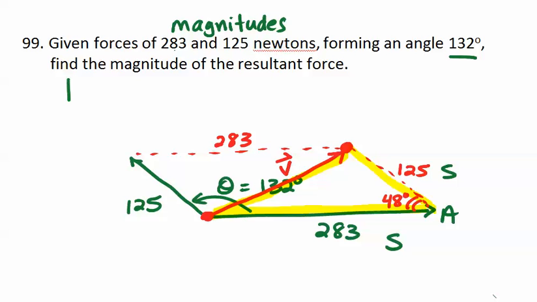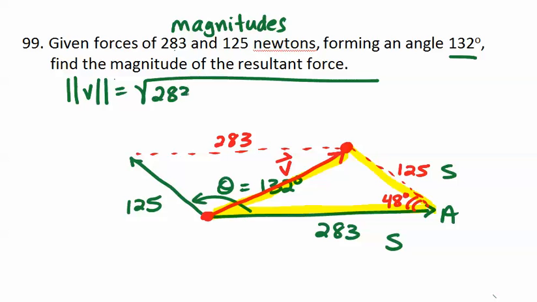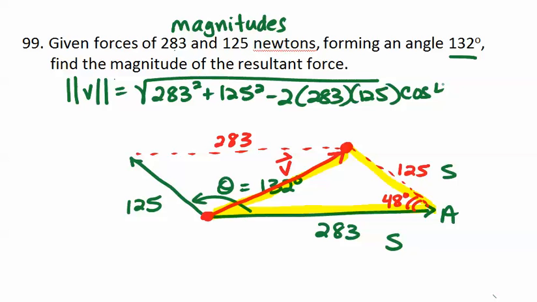So to find the magnitude of v, that would be v squared. So if you want to save a step, you could put the square root on the other side right away. And here's our law of cosines. 283 squared plus 125 squared minus 2 times 283 times 125 cosine of 48 degrees. And you would go to your calculator, but setting it up is what we would be interested in.